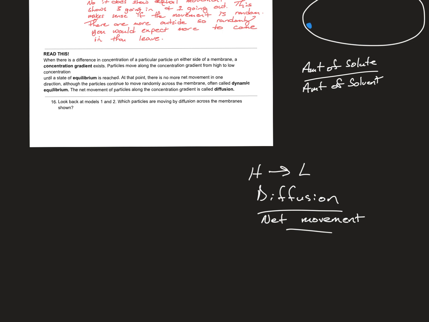Look back at model 1. Which particles are moving by diffusion across the membranes? The small, polar and nonpolar, yeah, both. So the key here is the smaller the molecule, the more nonpolar it is, the easier it is for it to pass the membrane.